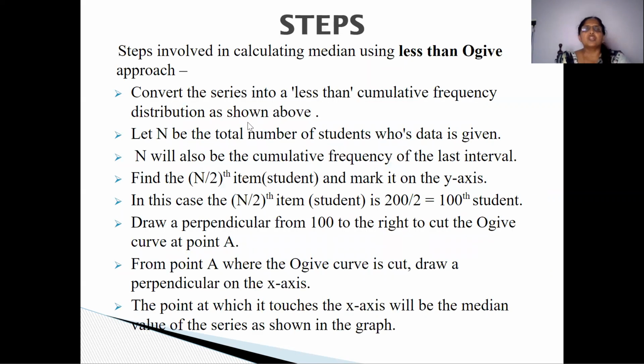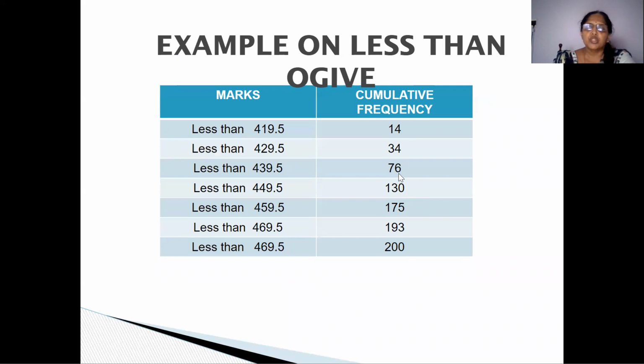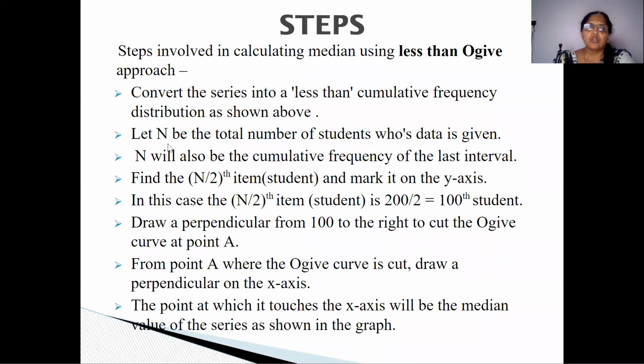What are the steps involved in calculating the median by using the less than ogive approach? Convert the series into a less than cumulative frequency distribution as shown above. Here the cumulative distribution is already there, so there is no need to cumulate the frequency. Let n be the total number of students whose data is given. To locate the median, we can use n by 2, that is 200 divided by 2, as there are 200 students.